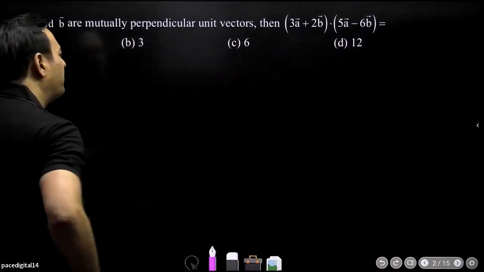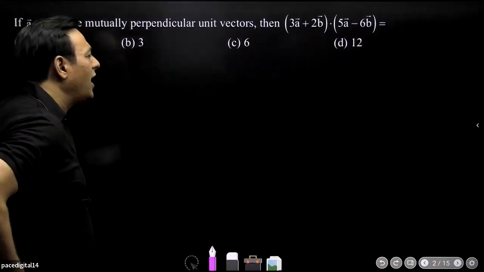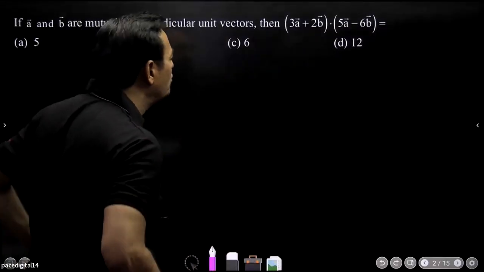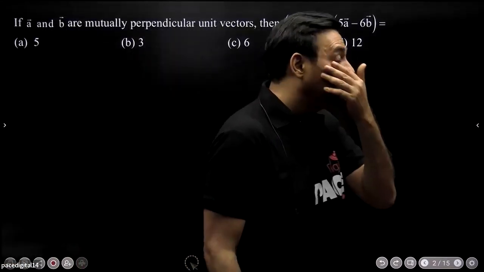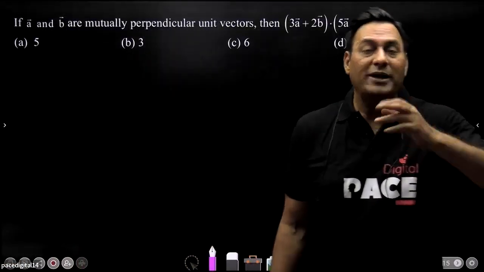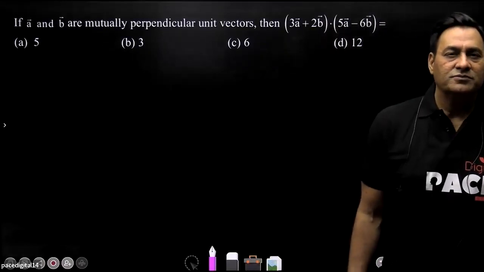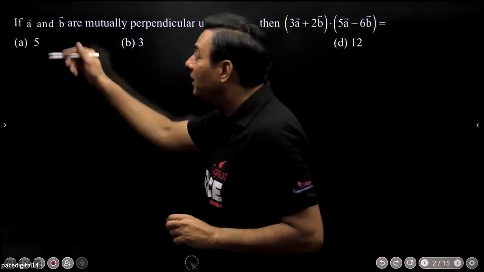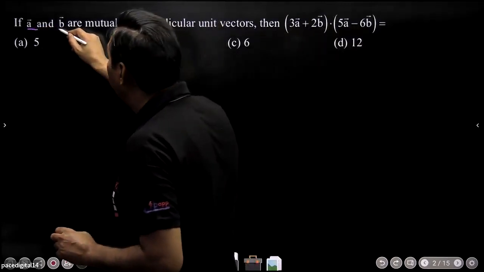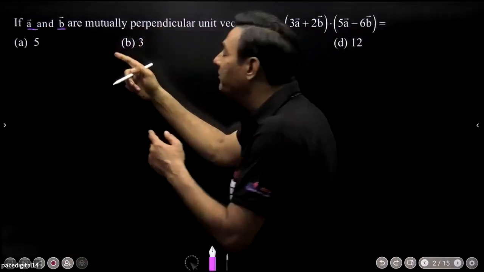If A and B are mutually perpendicular unit vectors, then you tell me, if A and B are mutually perpendicular, then they are like i cap and j cap, right? Yes sir. So what will be A dot B? A dot B will be 0. A and B are mutually perpendicular. Zero, A dot B will be 0.